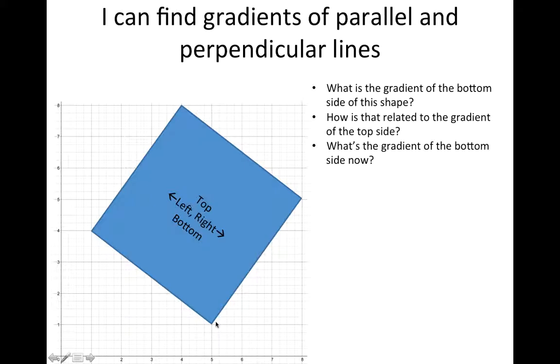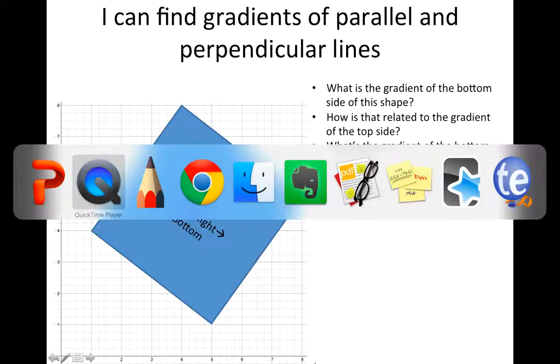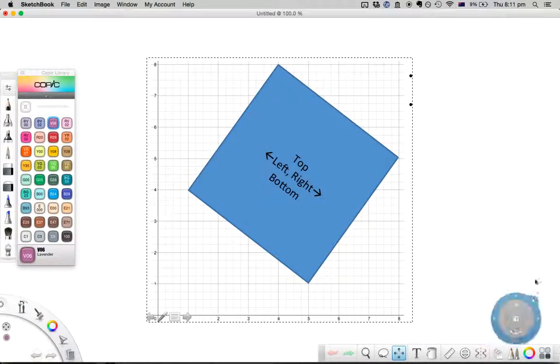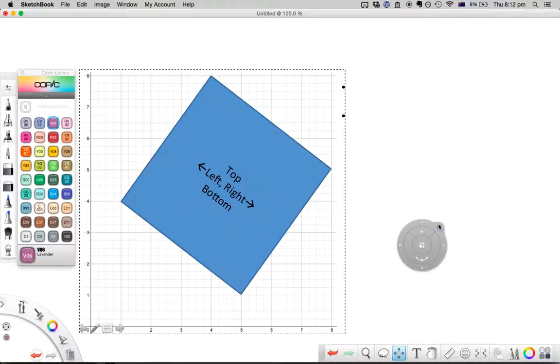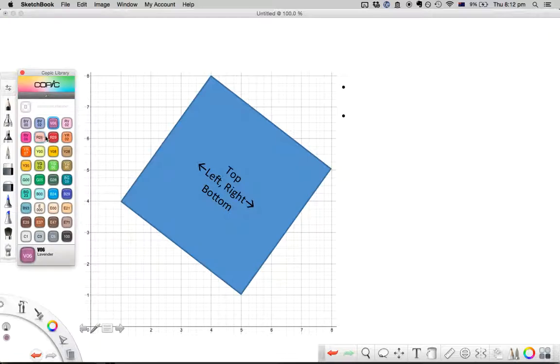So if I just bring this over to somewhere where I can do some drawing. We can see that here, the rise and the run, so rise is -3 and the run is 4. So rise over run equals -3 over 4. And so if we call this the gradient of the bottom side, it's just -3 over 4.